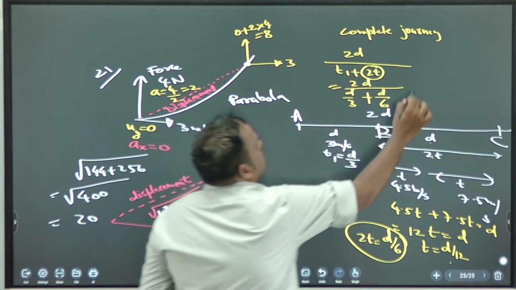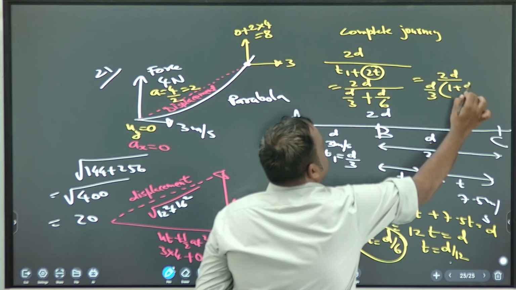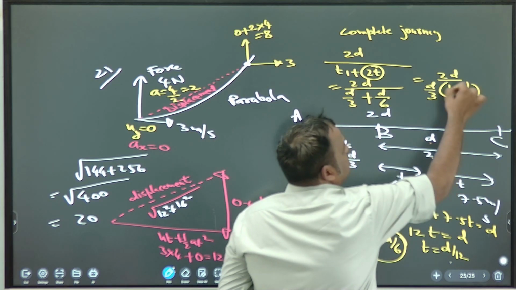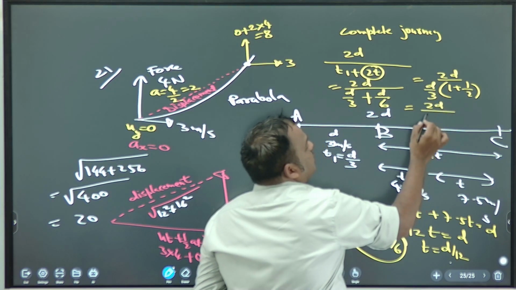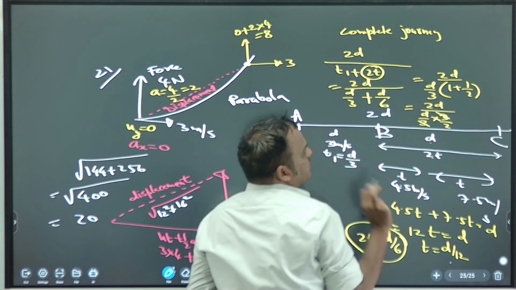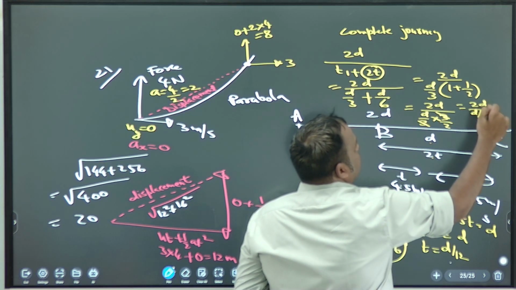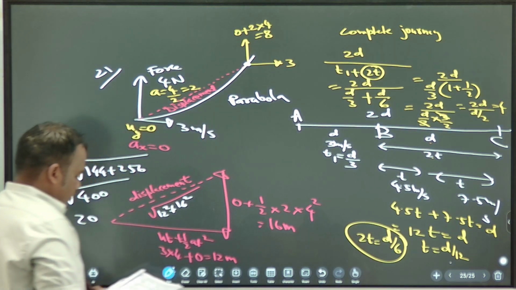Now you solve this. So this is 2D by D by 3 common, 1 plus 1 by 2. 1 plus 1 by 2, 3 by 2. So this is 2D, D by 3 into 3 by 2, 3, 3 cancel. So 2D by D by 2, okay, so 4, D D cancel, answer 4. Note down.